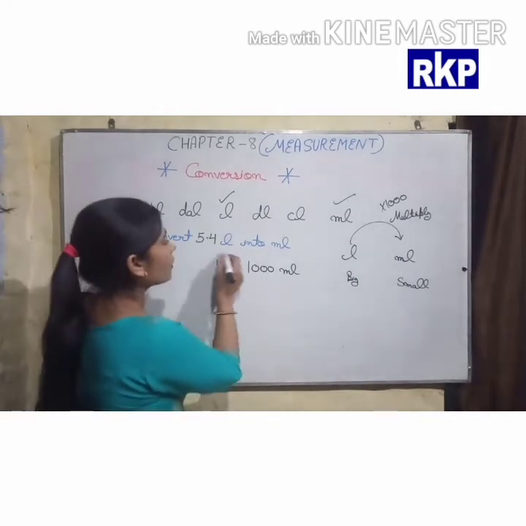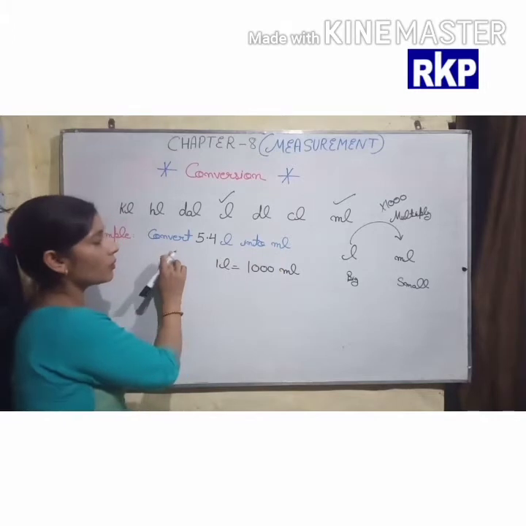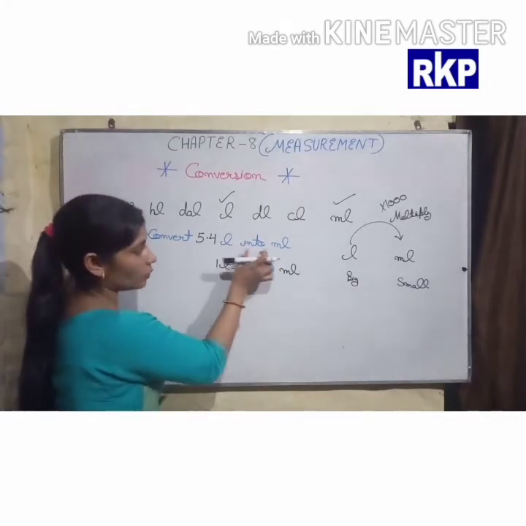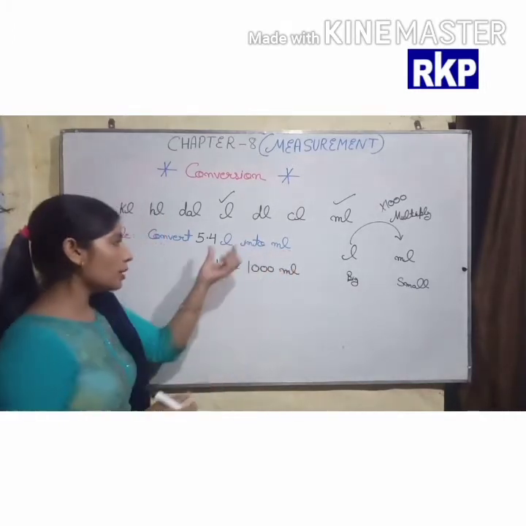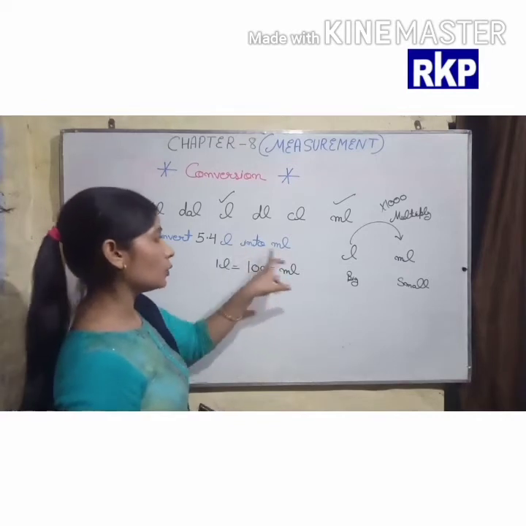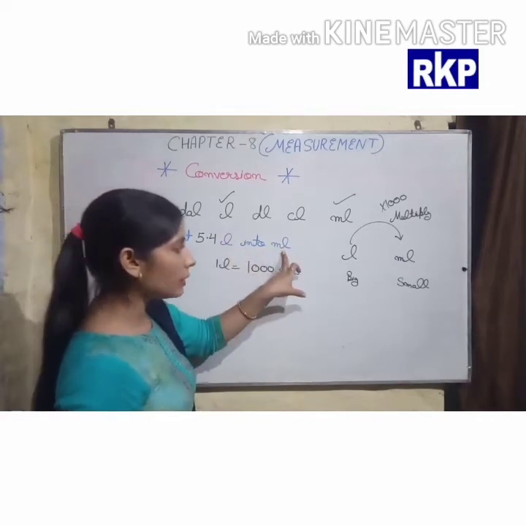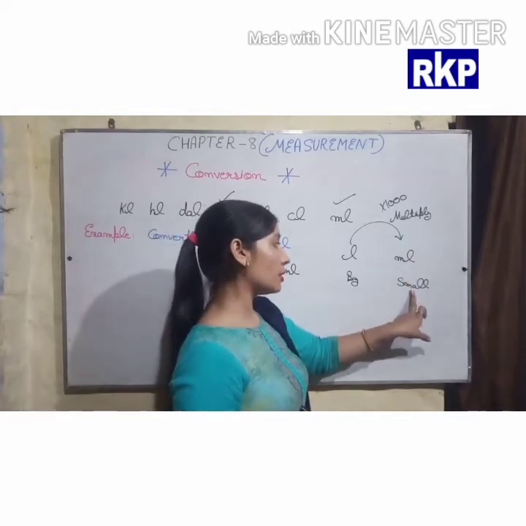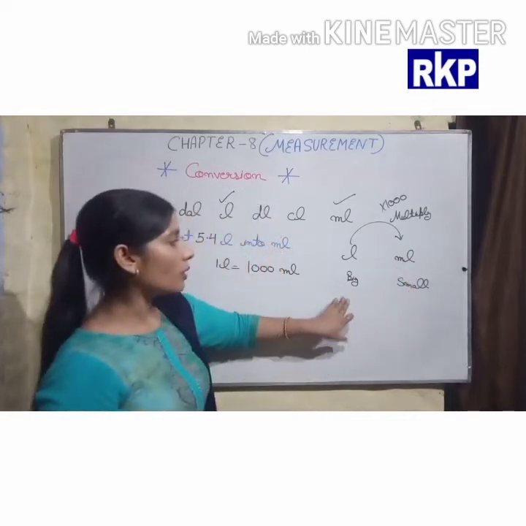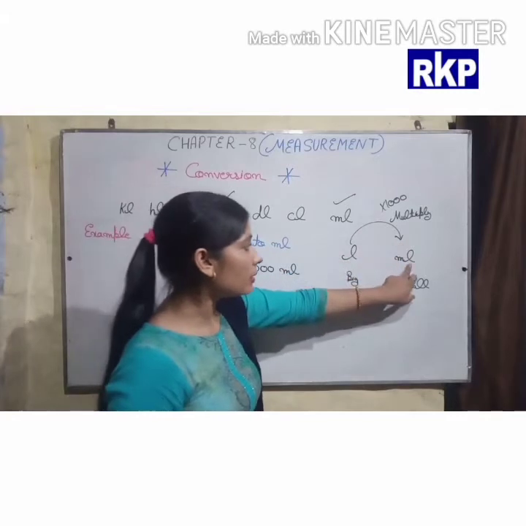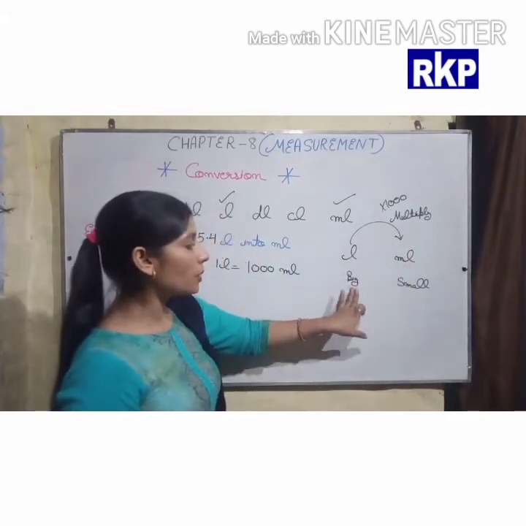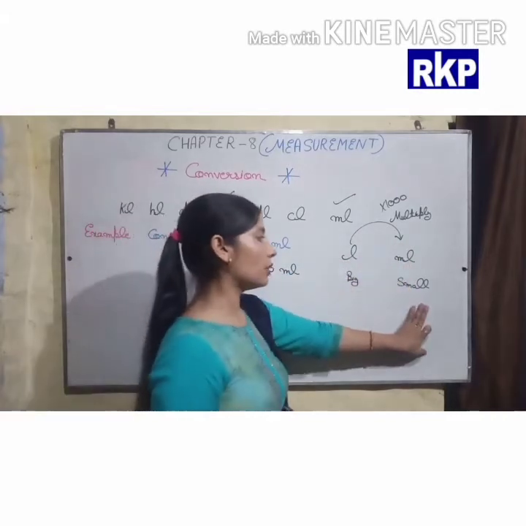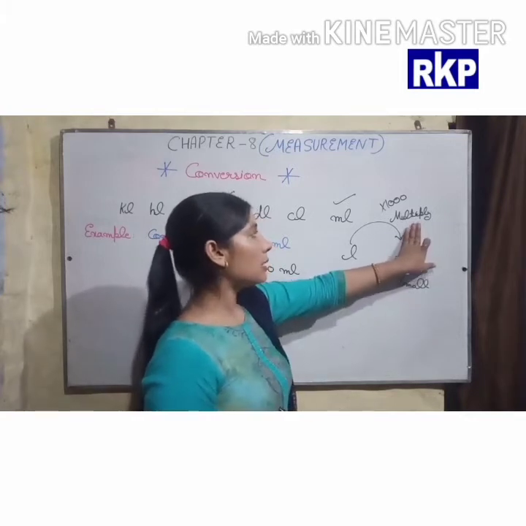Now let us take one more example. Here we have to convert 5.4 liters into milliliters. So here also beta we have two units, liter and milliliter. Liter is the bigger unit and milliliter is the smaller unit. And here also we have to convert liter into milliliter, meaning we have to convert a bigger unit into a smaller unit. So we need to multiply.